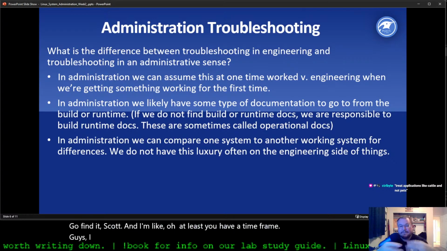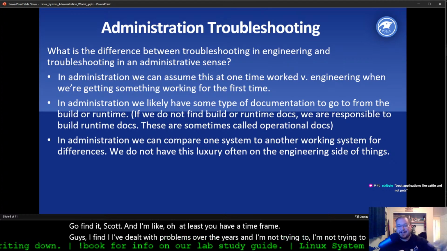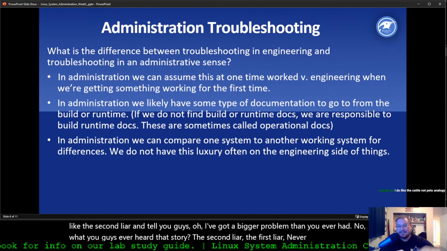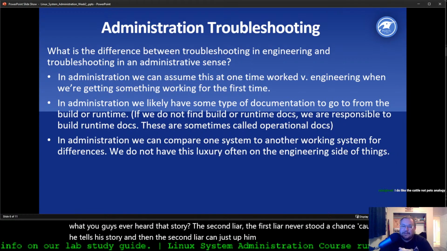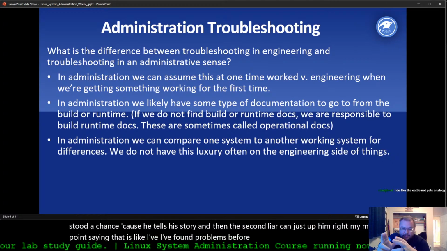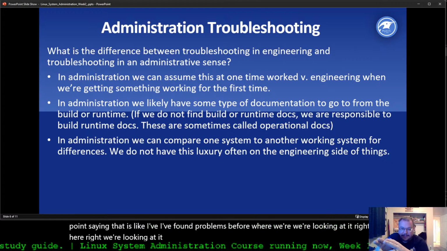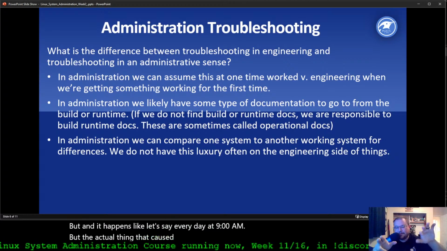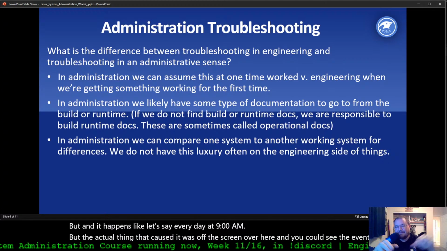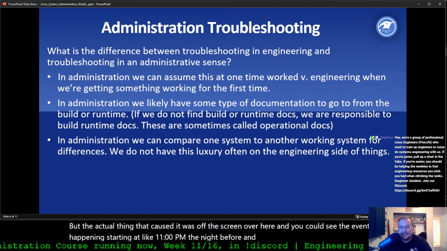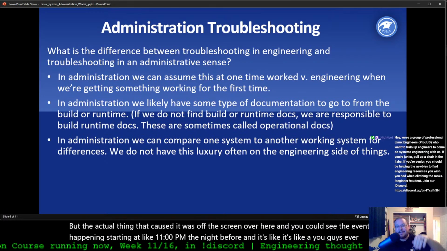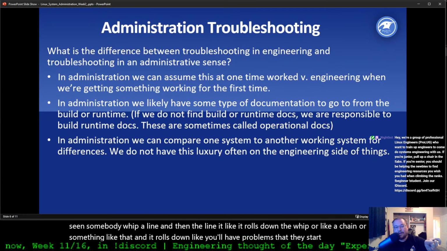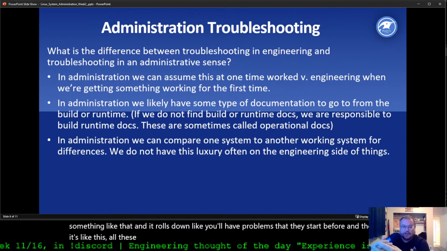Guys, I've dealt with problems over the years, and I'm not trying to be the second liar and tell you guys, oh, I've got a bigger problem than you ever had. You guys ever heard that story? The first liar never stood a chance, because he tells his story and then the second liar can just one-up him. My point is I've found problems before where we're looking at it at 9 a.m. on a Friday, and it happens every day at 9 a.m. But the actual cause was off the screen, and you could see the events starting at like 11 p.m. the night before. You guys ever seen somebody whip a line and then it rolls down the whip, or like a chain? You'll have problems that start well before, and all these things happen together to cause this one event on a server.